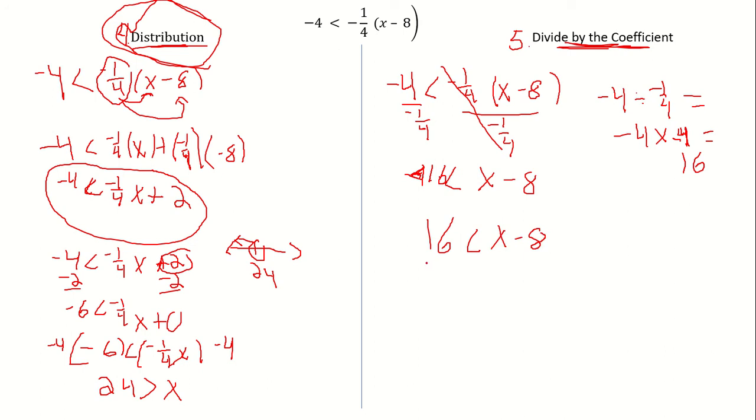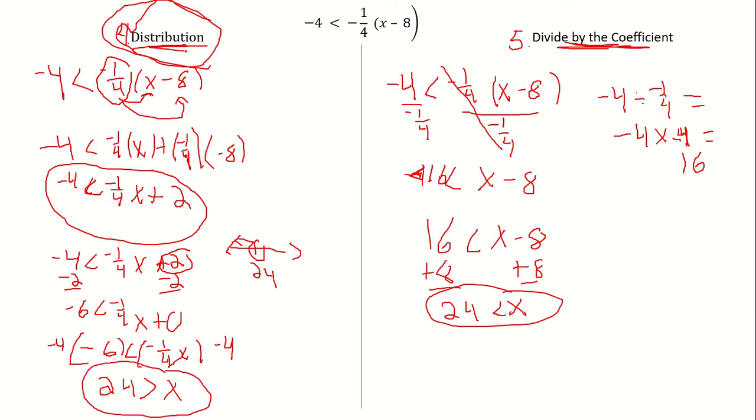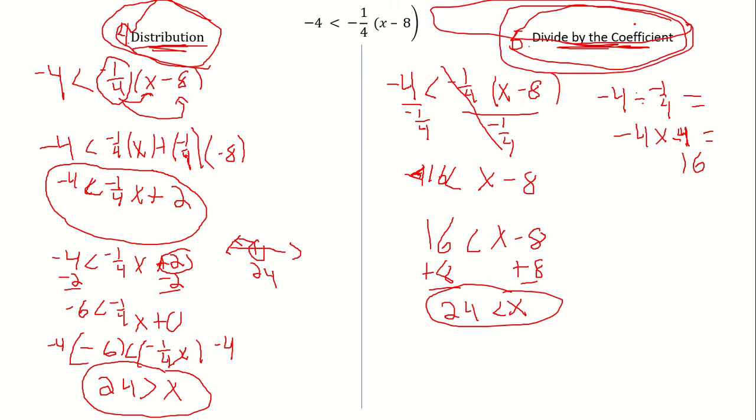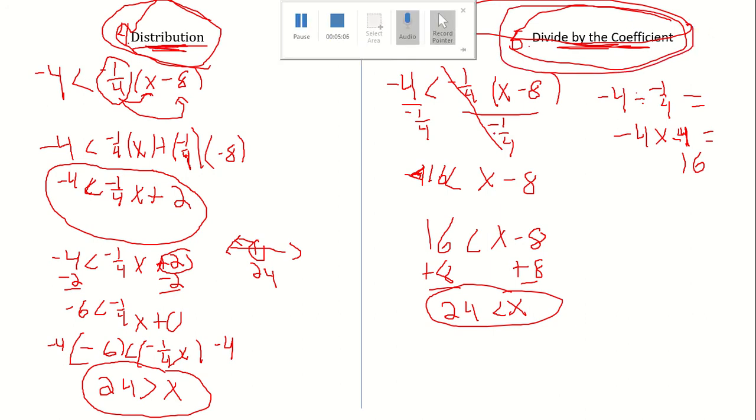And our final step here is to add 8 to both sides of our inequality, eliminating our constant. And 16 plus 8 gives us 24 is less than x. So as you can see, either way of solving it, either through distribution or by dividing by the coefficient, will give us the same exact answer. You can use whichever method you think is easier. But I want to reintroduce us to this method of dividing by the coefficient, because it may be a while since we've used it, and I noticed most of the class has been using the distributive property to solve the problem.